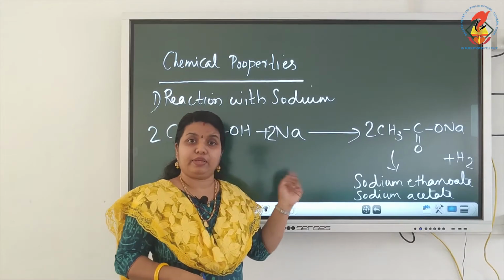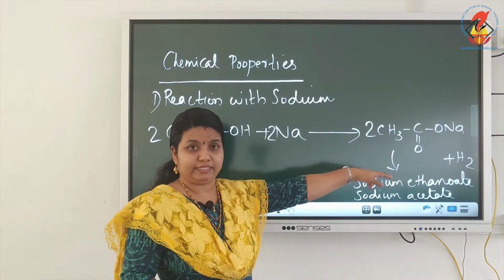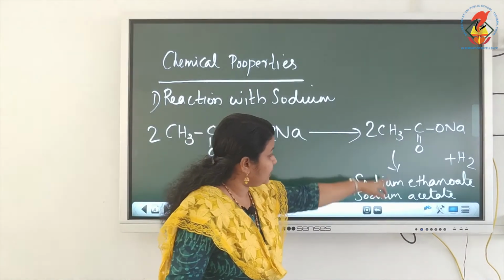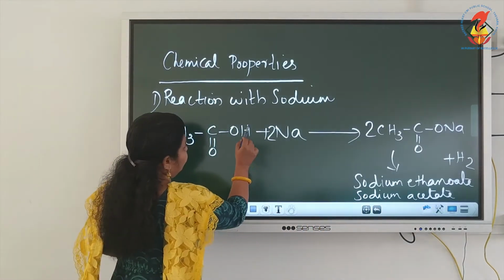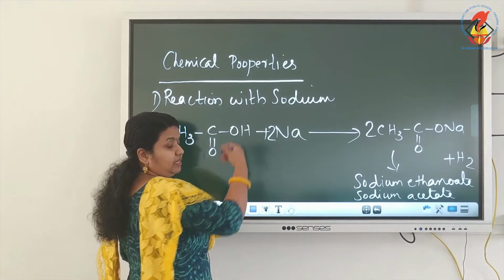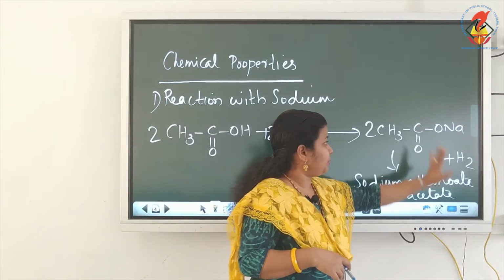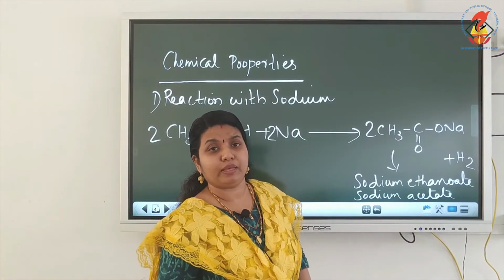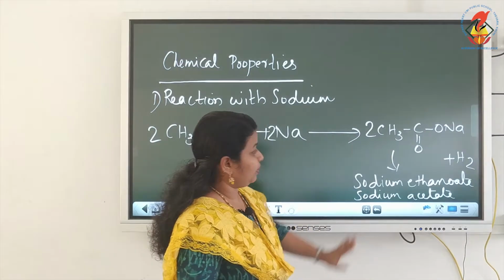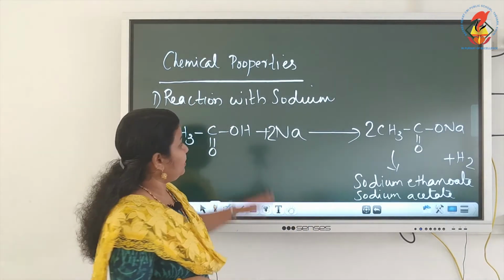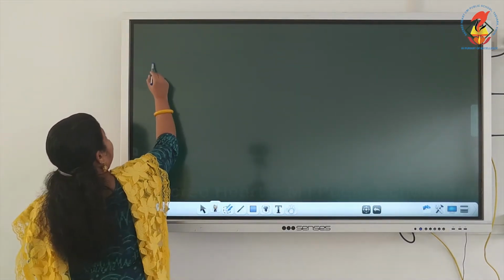Since ethanoic acid is an acid, it reacts with metal to form salt and hydrogen gas. Here the salt formed is sodium ethanoate, CH3COONa. From the COOH group, the hydrogen is removed and that position is occupied by sodium. We call it sodium ethanoate or commonly known as sodium acetate, along with the liberation of hydrogen gas. So, that is the reaction with sodium, a metal. Salt and hydrogen gas are formed.